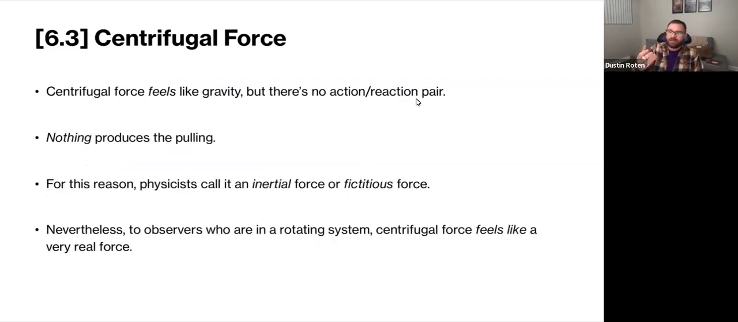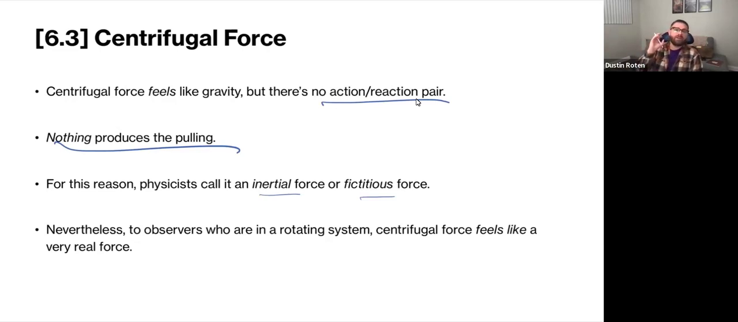But you don't always see that. When you're riding along in the car, it feels like something's pushing you up against the door, but that's not the case. So the centrifugal force feels like gravity, but there's no action-reaction pair. Remember, for Newton's laws to work, there has to be an action and equal and opposite reaction between two objects. There's no two objects, nothing produces the pulling for a centrifugal force. So for this reason, physicists call it an inertial force or a fictitious force.